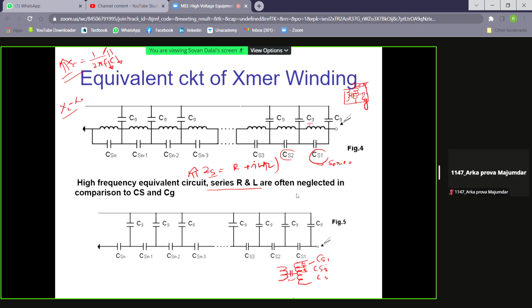Yes sir. Or is there any ambiguity? How is the series capacitance formed between the layers of the winding? Because two layers are maintained at different potential and in between them insulation is there, so it is equivalent to a capacitance. That capacitance is called the series capacitance. Clear?